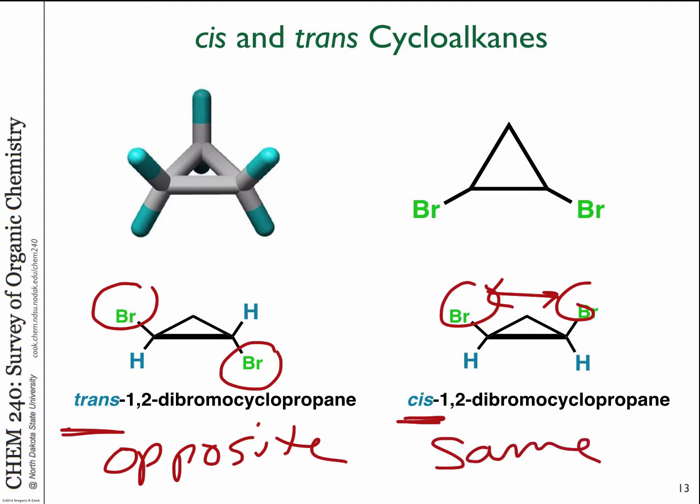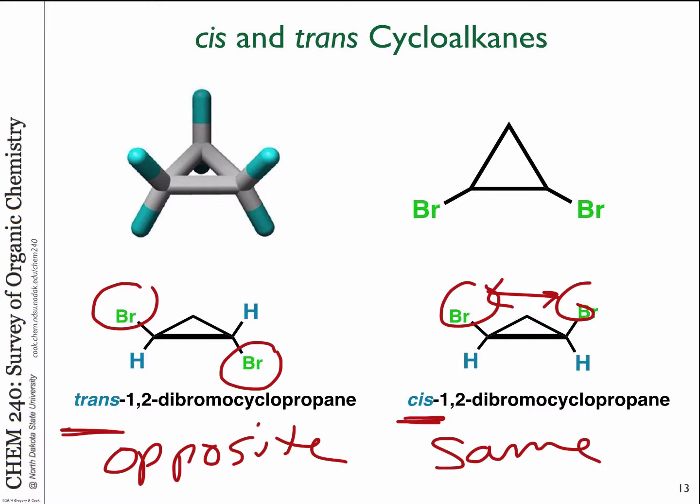Cis meaning same. So we add that to the name to distinguish the two possible stereoisomers that could result from having the exact same connections: one bromine on carbon 1, one bromine on carbon 2. But because now there's no way for the carbon-carbon bonds of the ring to rotate around freely, they are fixed in space. Okay, does that make sense?